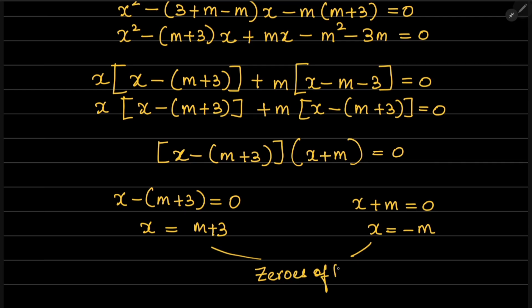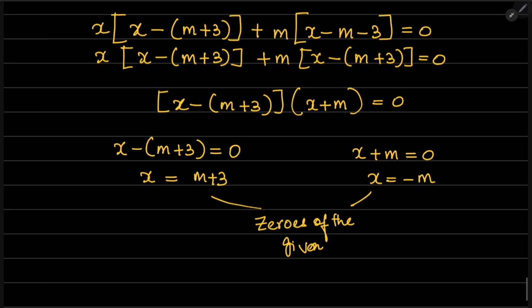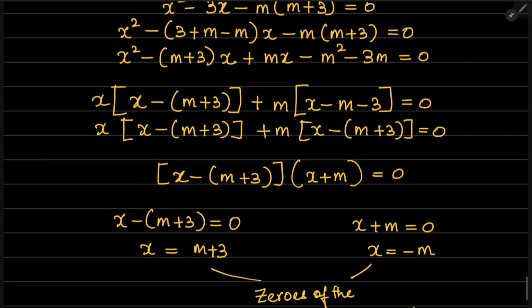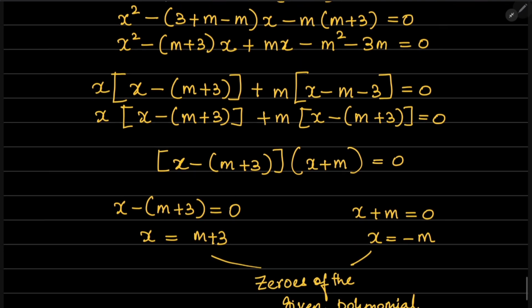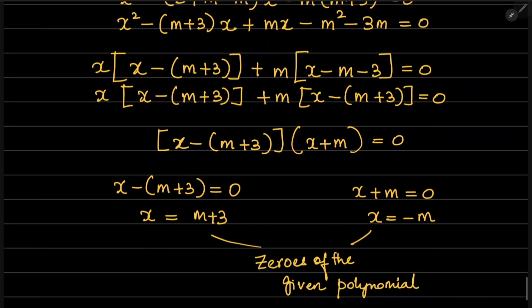These are the zeros of the given polynomial. So this is how you have to do it. The most important thing in this question is to add and subtract m, so that you can also get m plus 3 here. Okay, so this is an important question. Please do make sure you do it.